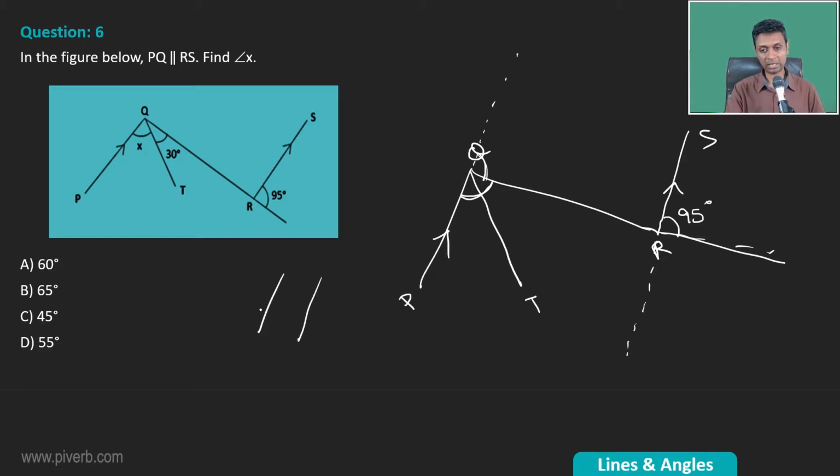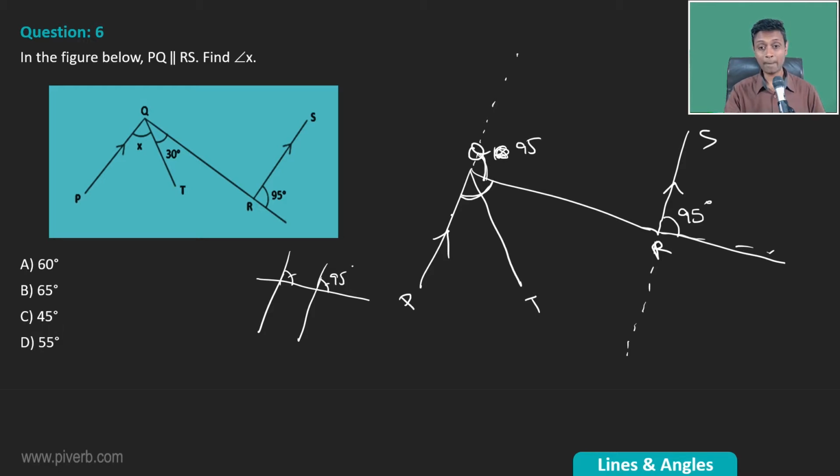Two parallel lines cut by a transversal. If this is 95, what is this? What type of angles are this and this? They are corresponding angles. So if this were 95, this will also be 95. Two parallel lines cut by a transversal: this is 95, this will also be 95. And so the angle outside here is 95.